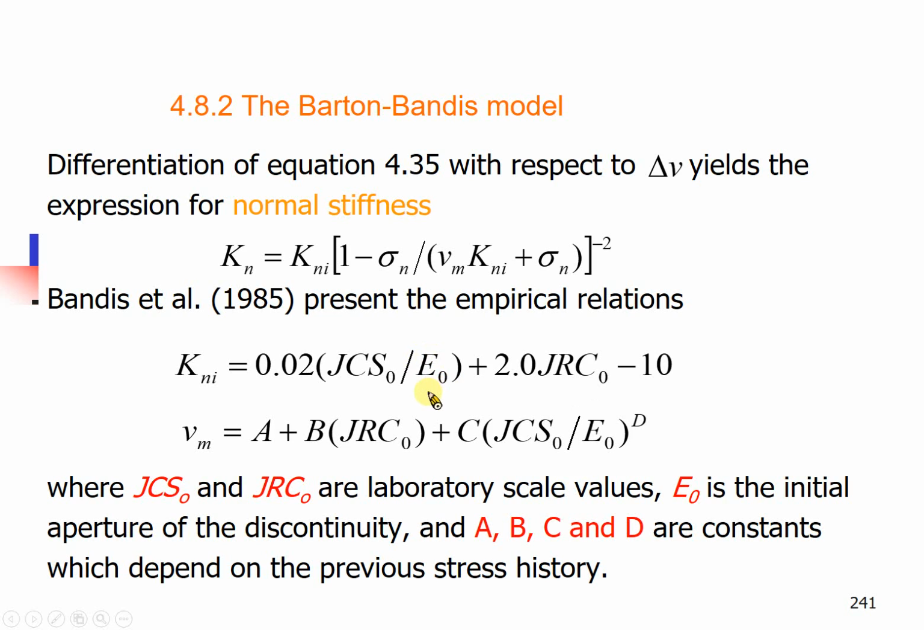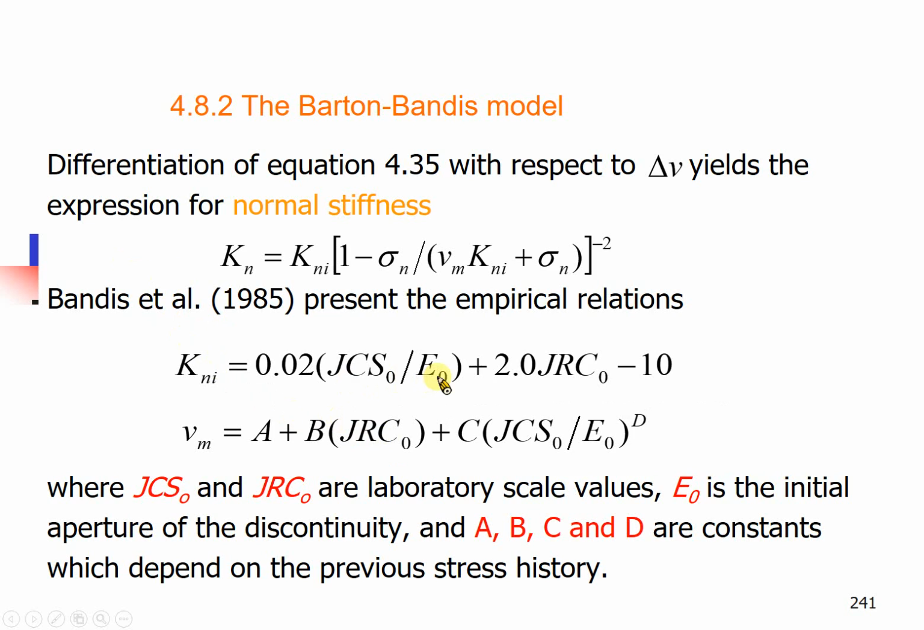If you measure the JRC in the field, and you try to get the JCS, that will be the wall strength, right? You can use a Schmidt hammer, you can use the point load test, or you can do the uniaxial compression test. Then you will have JCS. If you have JRC, JCS, and E0, then you can get the curves, the relation between the normal stress and joint closure.